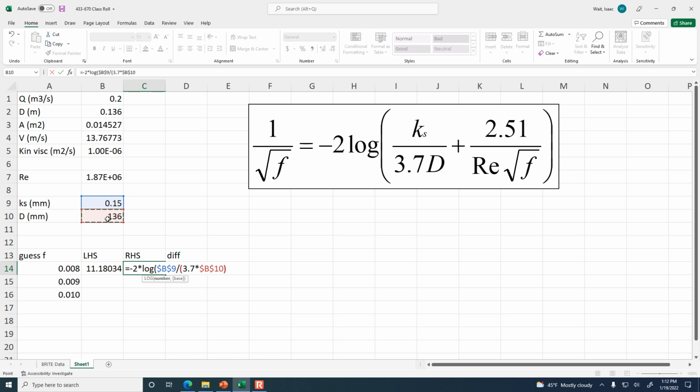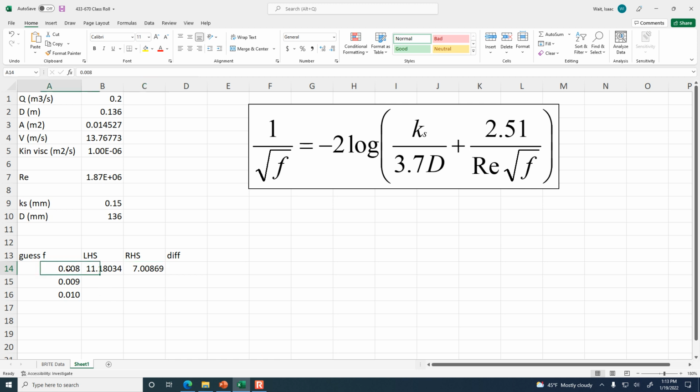Okay, so that is the first of these two terms that's inside the log, and now I'm going to add 2.51 divided by the Reynolds number, anchor the reference, times the square root of f. All right, and one more. I think I've closed it now. Oh, one more. Now we're done. So this is the right-hand side of the equation if the f value is 0.008. So they're not equal yet, but we can calculate the difference, one minus the other.